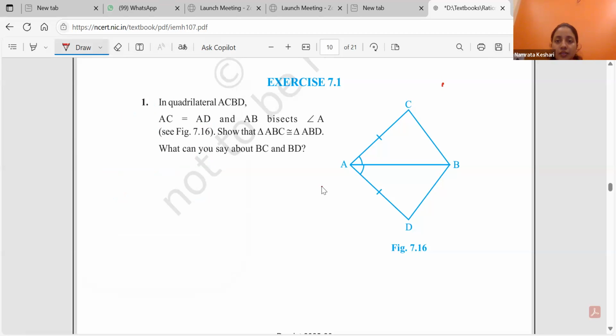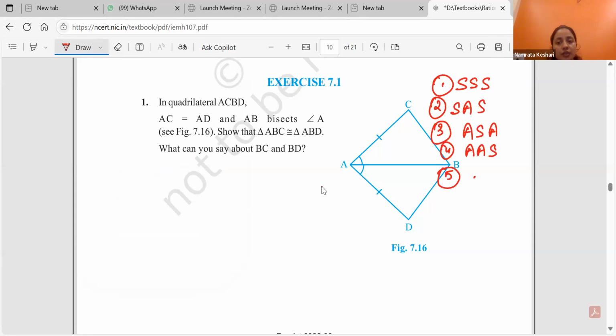You know there is a criteria called side side side criteria. There is a criteria called side angle side criteria. There is a criteria called angle side angle criteria. There is a criteria called angle angle side criteria, and there is a criteria called RHS criteria, where right angle, hypotenuse, and any one of the sides, if we can match, then we can say two triangles are ditto, same, exactly same, congruent.